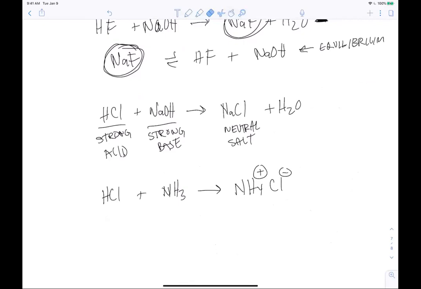So this one's weird because in most of the other ones you form water, and this one you don't necessarily have to form water. So you have a strong acid and a weak base. And so what's the salt that we form going to be? It's going to be a weak acid.